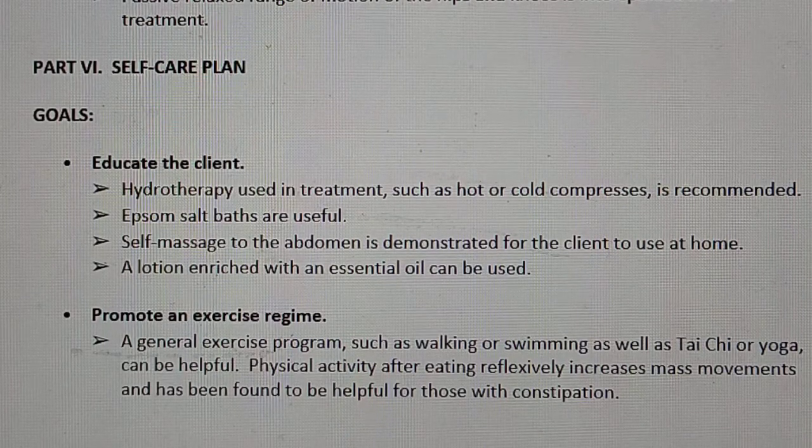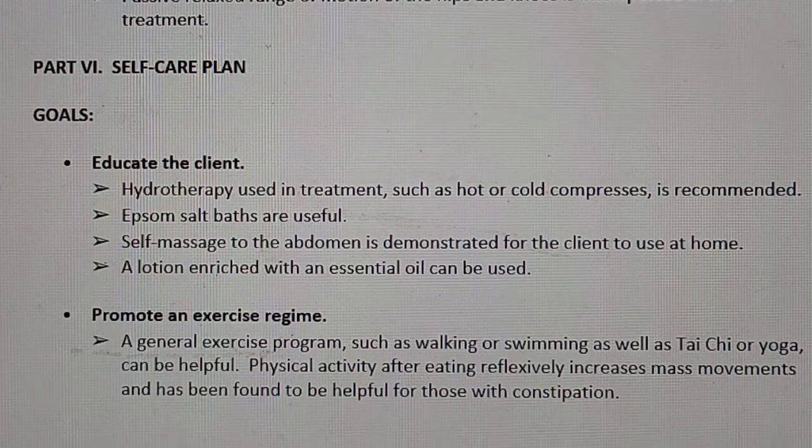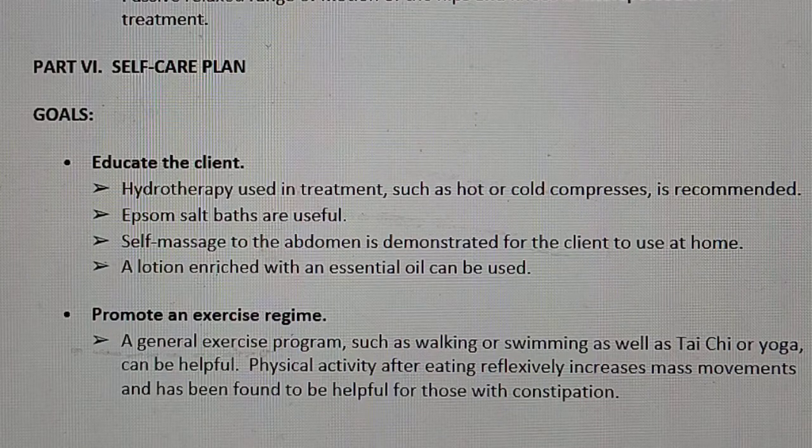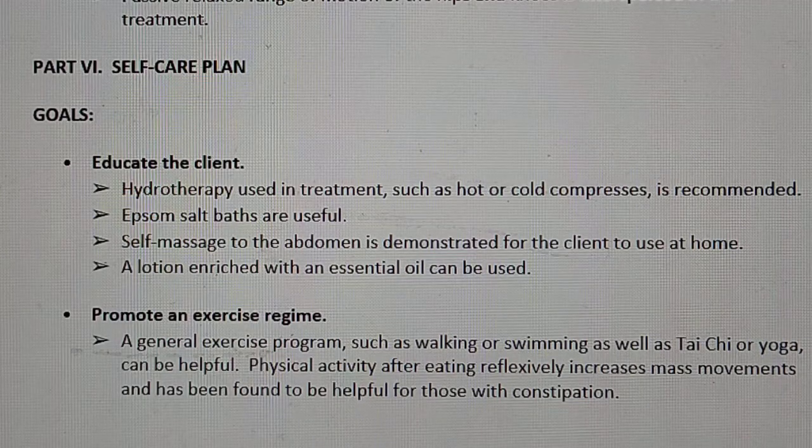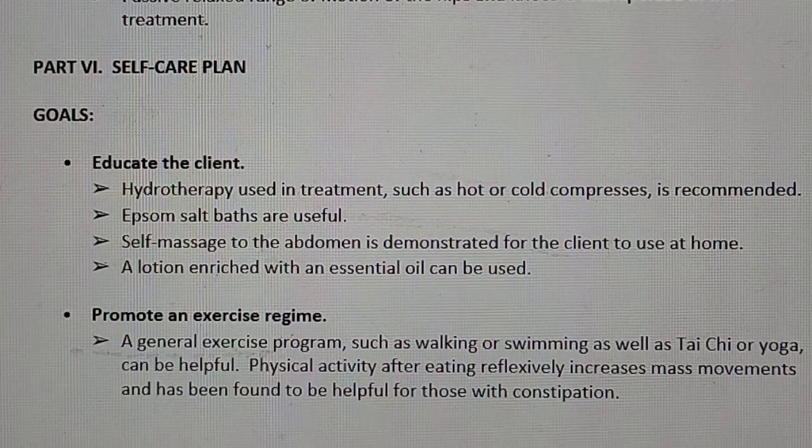Now the next goal is to promote an exercise regime. So you have to give a client a general exercise program, such as walking or swimming, as well as Tai Chi or yoga. These are helpful for the client at home. Physical activity after eating reflexively increases mass movements and has been found to be helpful for those with constipation. So you're gonna teach your client these exercises to do at home. We call these remedial exercises, self-care exercises.